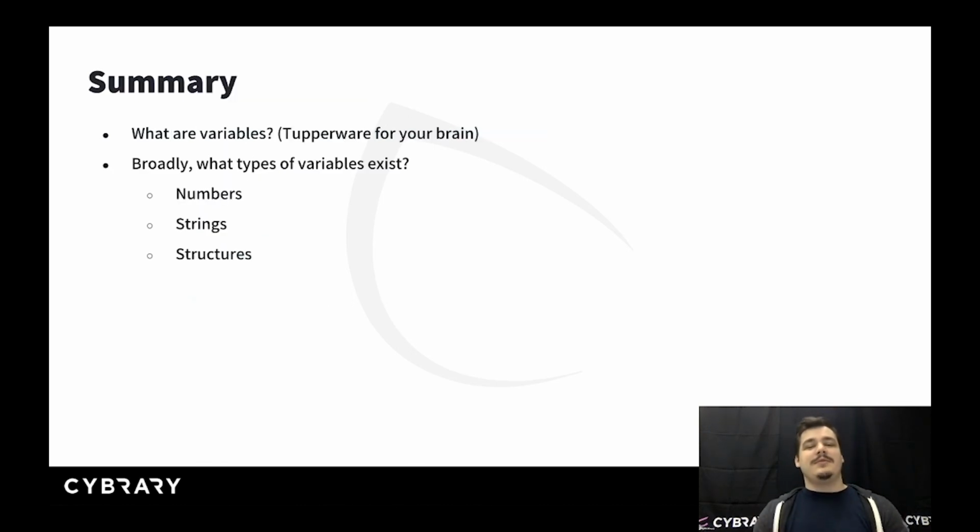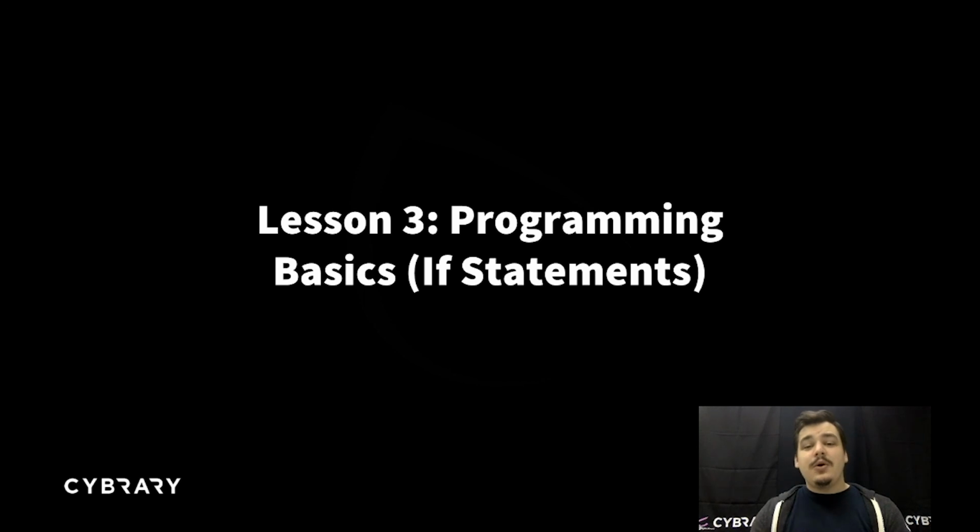So, summary, what did we cover in this video? Well, what are variables? The answer to that question is Tupperware for your brain. And then we broadly talked about what types of variables exist: numbers, strings, and structures. So that's really all there is for this video. I hope to see you back in our next one, which is going to be programming basics: if statements. We're going to start out on flow control. And that may not seem exciting, but it really, really is, because that's one of the first steps you have to take to writing true functional, real programs.